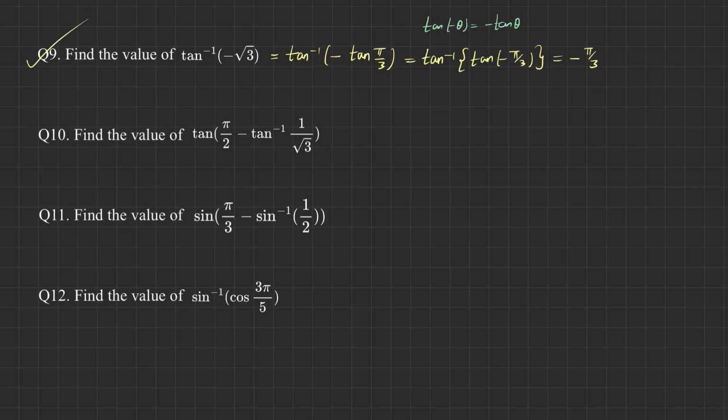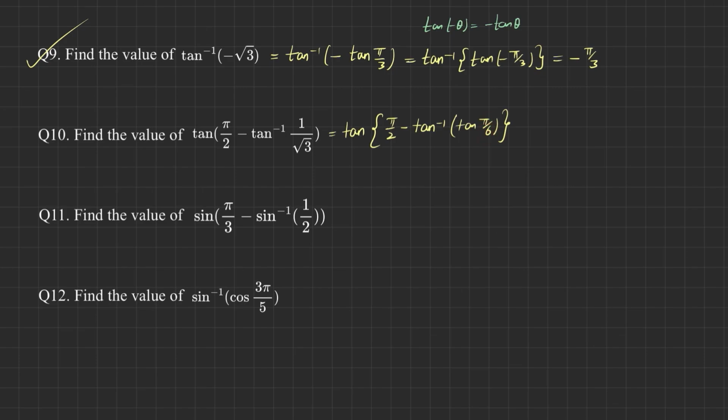Next, question number 10, here we have to find the value of tan of pi by 2 minus tan inverse 1 over root 3. We will first try to solve tan inverse 1 over root 3. So 1 over root 3 can be written as tan 30 degrees, that is tan pi by 6. And since tan inverse of tan theta is theta, we can write pi by 6, and pi by 6 falls in its principal range.